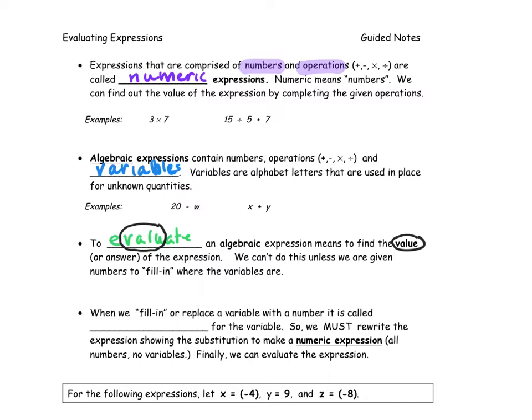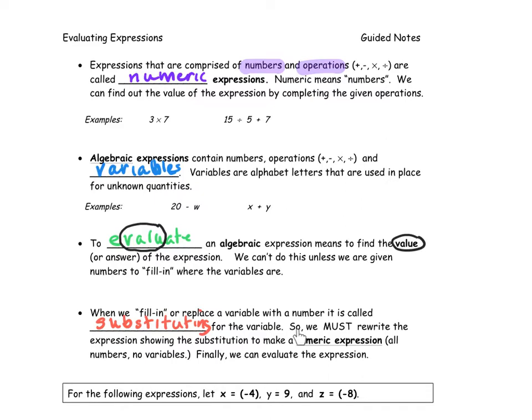So our final vocabulary word is when we fill in or replace a variable with a number, it is called blank for the variable. And you've heard this word before. It's just used when I am out. We get a substitute. So we're substituting for the variable, which means instead of being W in this example, filling in for W might be the number 5. So we call that substituting when we replace this variable with an actual number.